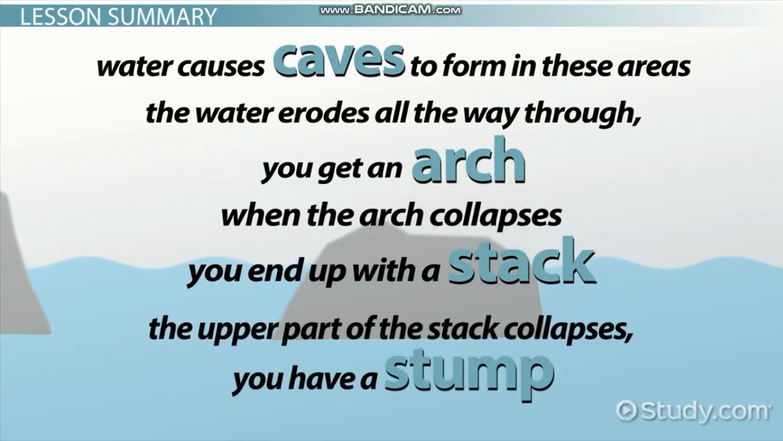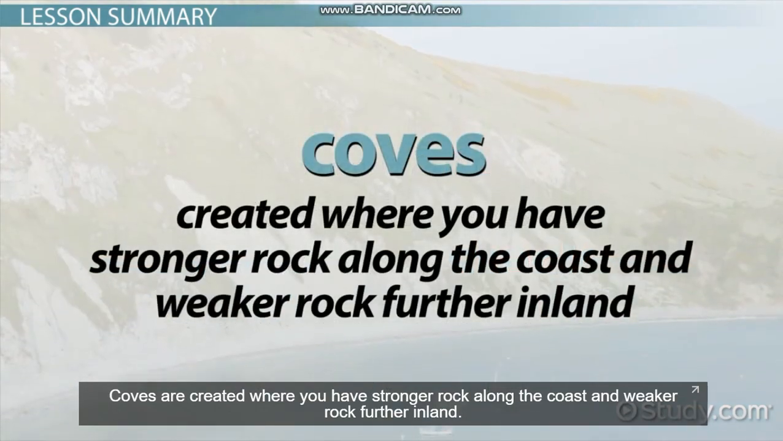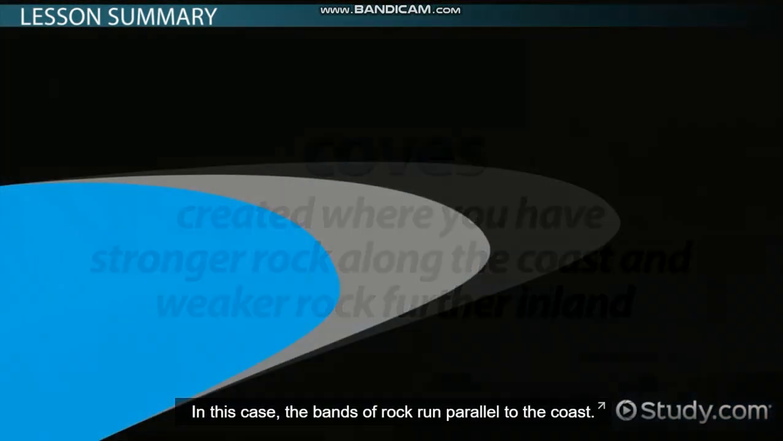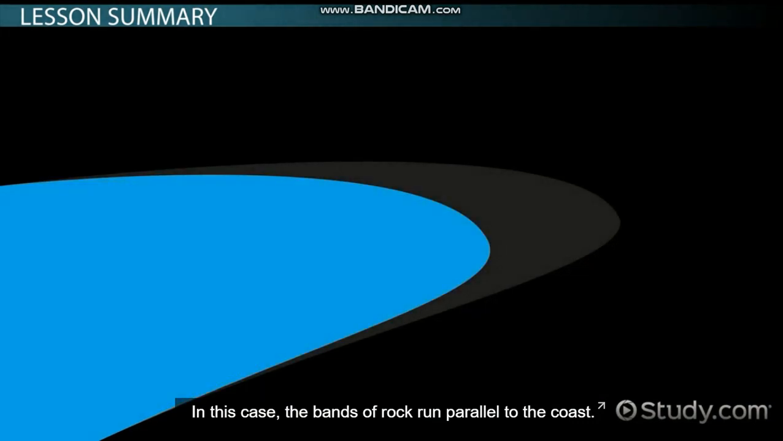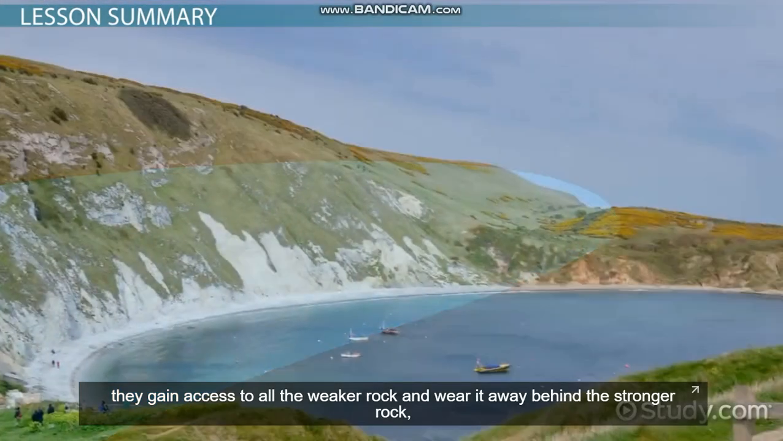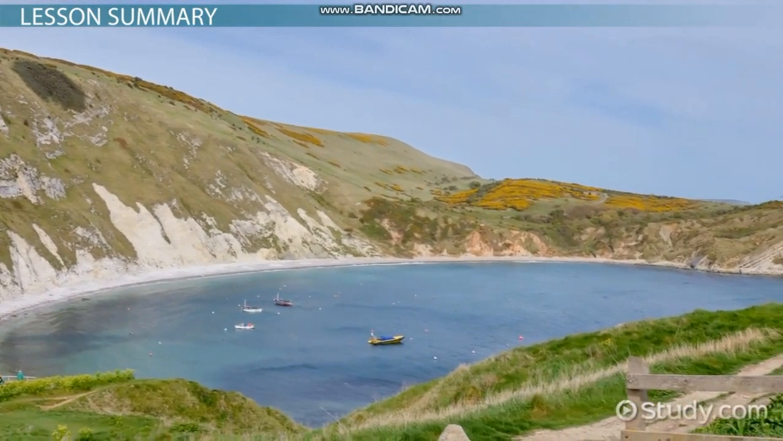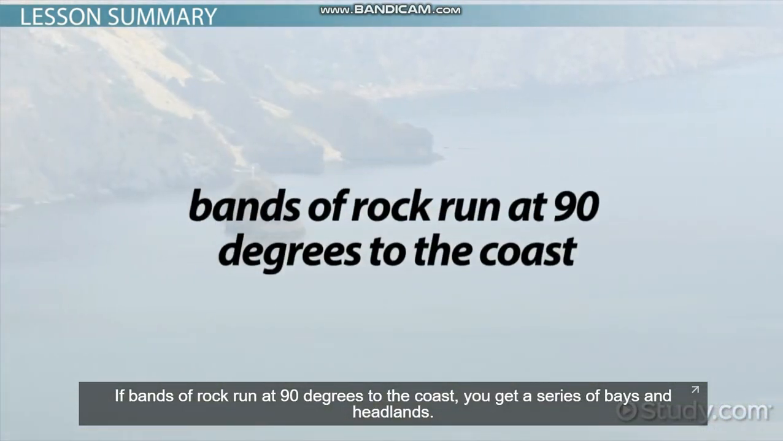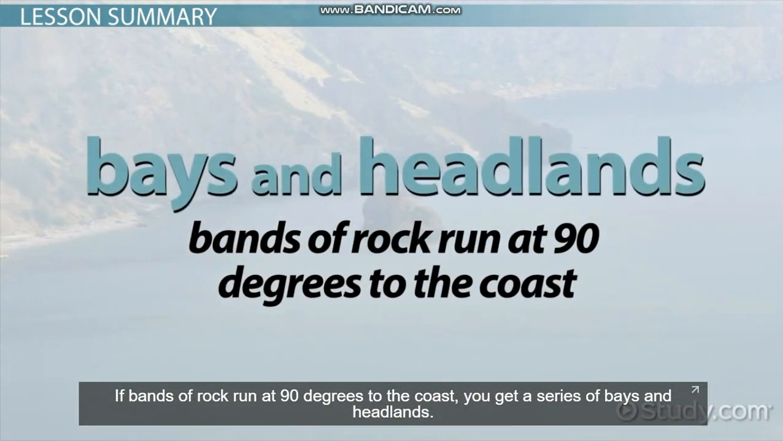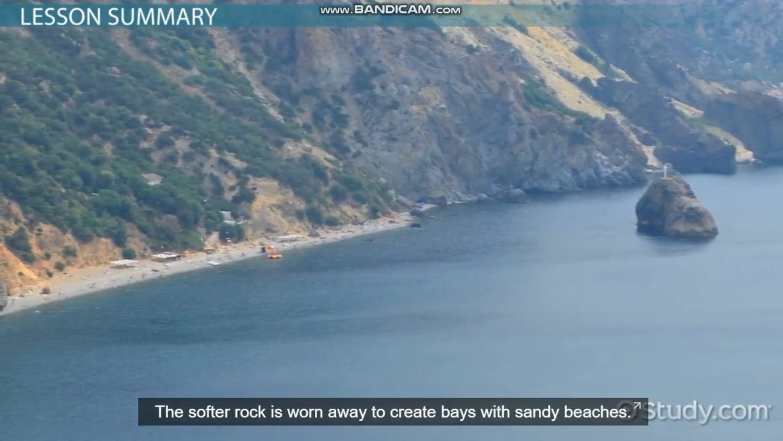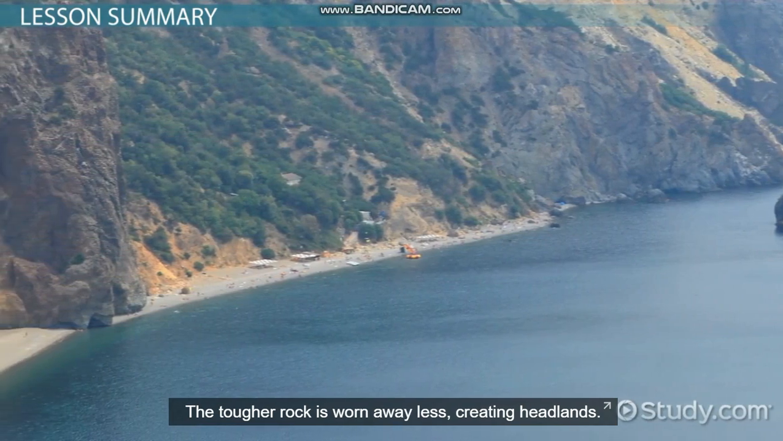Coves are created where you have stronger rock along the coast and weaker rock further inland. In this case, the bands of rock run parallel to the coast. If waves are able to break through a fault in the stronger rock, they gain access to all the weaker rock and wear it away behind the stronger rock, forming a circular cove. If bands of rock run at 90 degrees to the coast, you get a series of bays and headlands. The softer rock is worn away to create bays with sandy beaches. The tougher rock is worn away less, creating headlands.